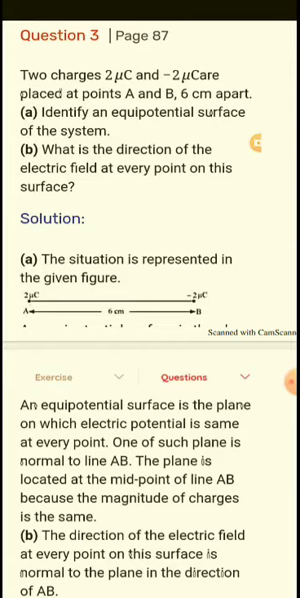See the diagram. It is given as A and B. Point A has the charge of 2 microcoulombs, and point B has the charge of minus 2 microcoulombs, and the distance between the two charges is 6 centimeter. An equipotential surface is the plane on which the electric potential is the same. Equipotential means the electric potential is the same at all the points, wherever it may be.